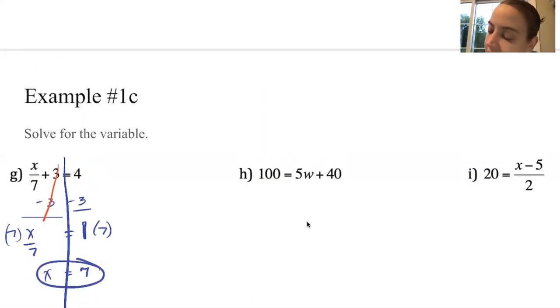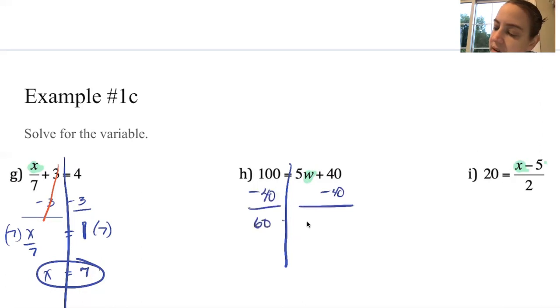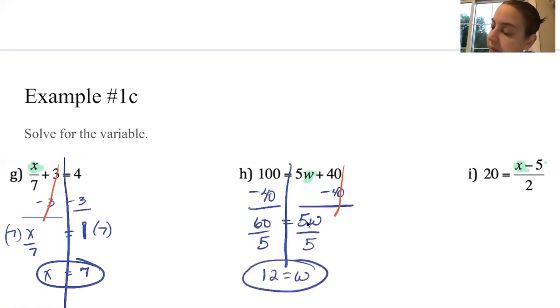For letter H, our job is to solve for W. So again, there's that W, there's my x variable. In letter H, I'm going to subtract 40 on both sides. 100 minus 40 is 60, is equal to 5W. And again, that 40 minus 40 cancels out. So 5W means 5 times W. So to get the W by itself, to undo times, we divide by 5. 60 divided by 5 is 12, is equal to W.